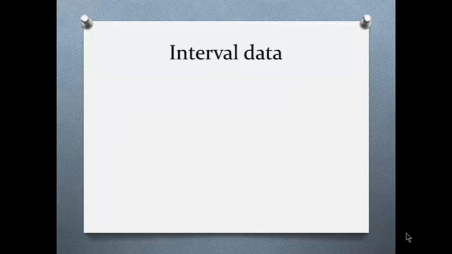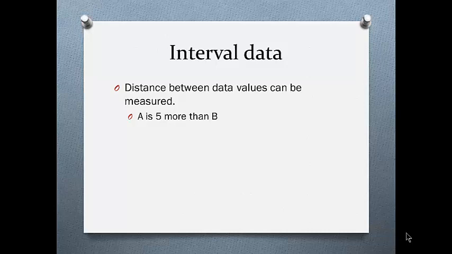Which leads us to interval data. Interval data has a clear distance between the data values that can be measured. A is 5 more than B. These two data points are 5 apart from each other, and that space of 5 means something. The classic example here is temperature. 10 degrees or 20 degrees. It is 10 degrees yesterday, 20 degrees today. It is 10 degrees warmer. We have a set interval that a degree is this much space. The difference between 10 and 20 is the same as the difference between 20 and 30.